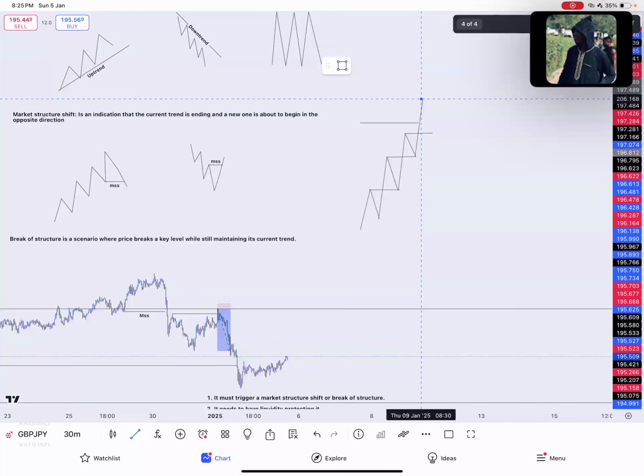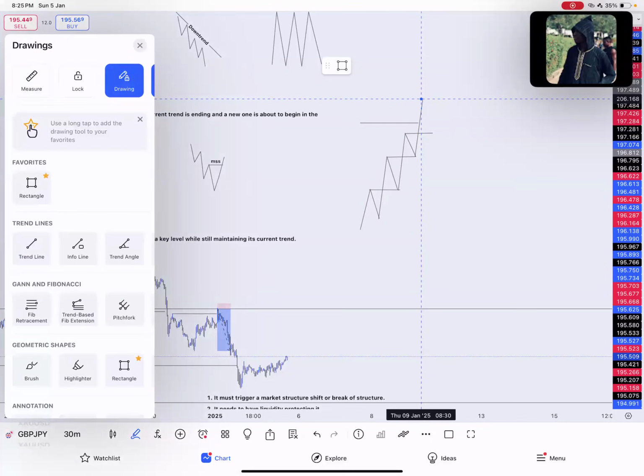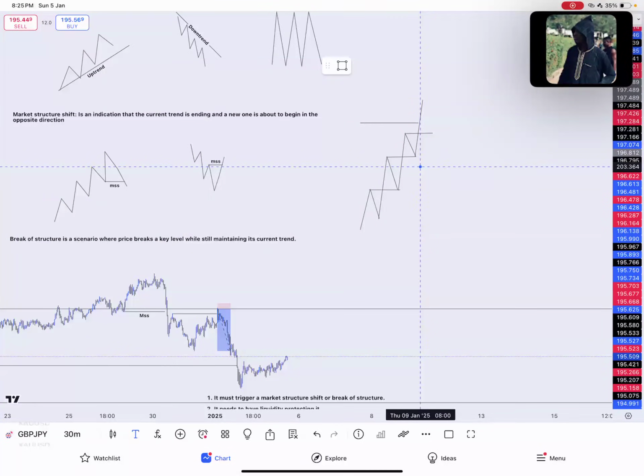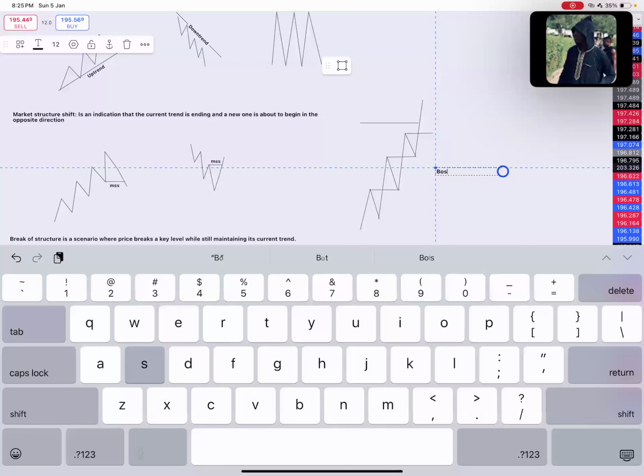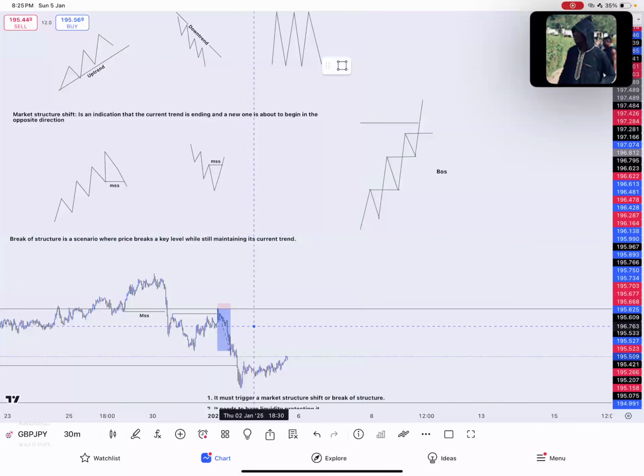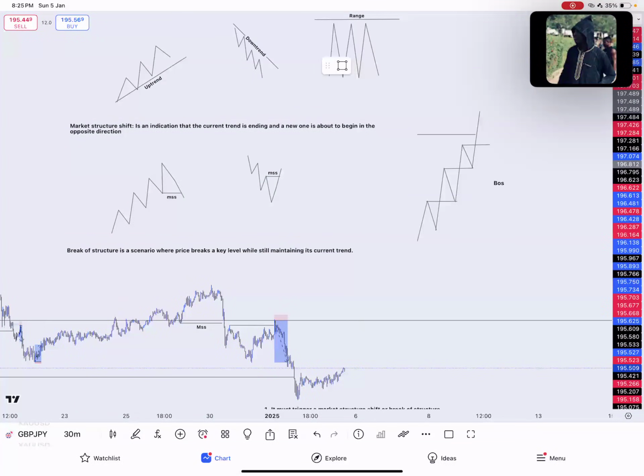So that is what breakout structure is. The difference between breakout structure and market structure shift is that a market structure shift will always shift to the opposite direction. Breakout structure will break a key level, be it a support zone or resistance level, while still maintaining its current trend. That is the difference between breakout structure and market structure shift. So here is breakout structure, and the other side is market structure shift. Those are the things I pay attention to in the structure part of the strategy.